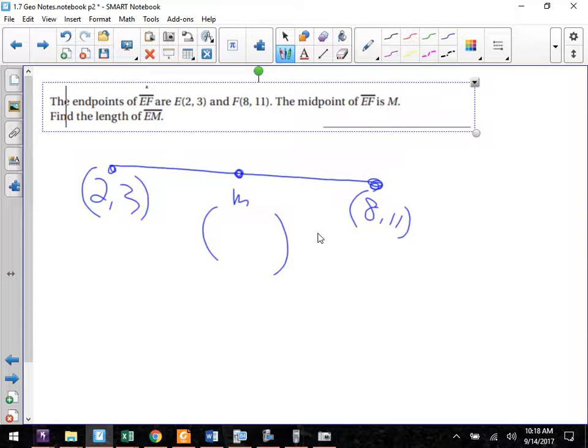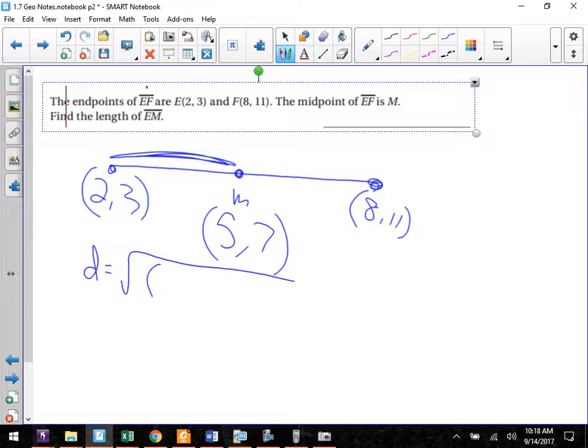So what's 2 plus 8? What's half of it? 5. I agree. It's (5, 7). And then you're trying to figure out what's the distance between these two. So then you use the distance formula. (5 minus 2) quantity squared plus (7 minus 3) quantity squared gives you 3 squared, 4 squared, and you get the square root of 25, which is 5.